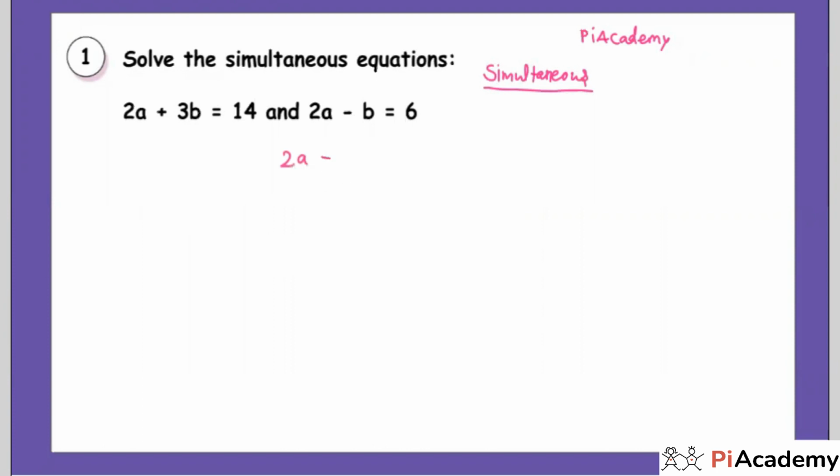You need to add 2a plus 3b equals 14 and 2a. Okay, wait, I am writing here. Now what step do I have to do? I have to add them. Yes. Okay, so what is going to happen if I add?